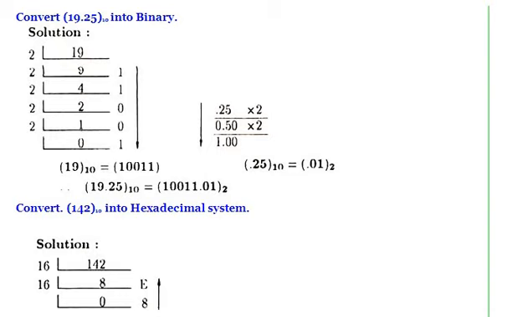So we have 19.25 to binary. 19 you divide by 2. So it is 10011, and 0.25 multiplied by 2 you get 0.50. Again multiplied by 2 you get 1.00. So 0.25 base 10 is 0.01 base 2. So put it together. 19 is 10011 and 0.25 is 0.01. So 10011 point, that is your dot, 01 base 2.